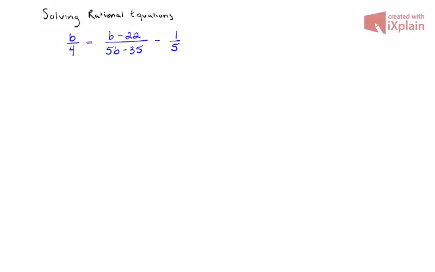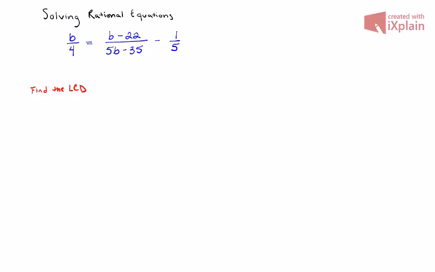Hi everyone, welcome to a second example from section 6.7, solving rational equations. In this particular problem, we have b over 4 is equal to b minus 22 all over 5b minus 35 minus 1/5. So as before, what we want to do to begin solving a problem like this is find the least common denominator, or we abbreviate it as LCD.